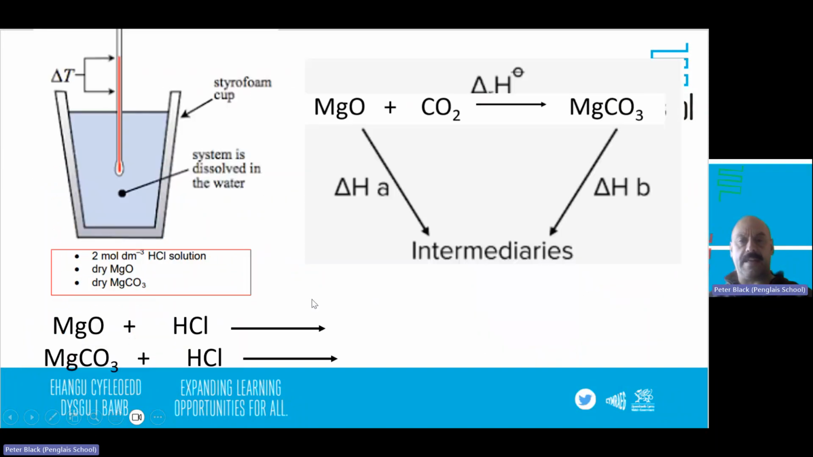So let's look at the actual reactions themselves, and that will help us work out what our intermediaries are. We've got the two reactions here: the reaction of magnesium oxide with hydrochloric acid, and magnesium carbonate with hydrochloric acid. Again, I am going to pause because I want you to do a bit of work. I want you to write out the products of those reactions and then balance them.